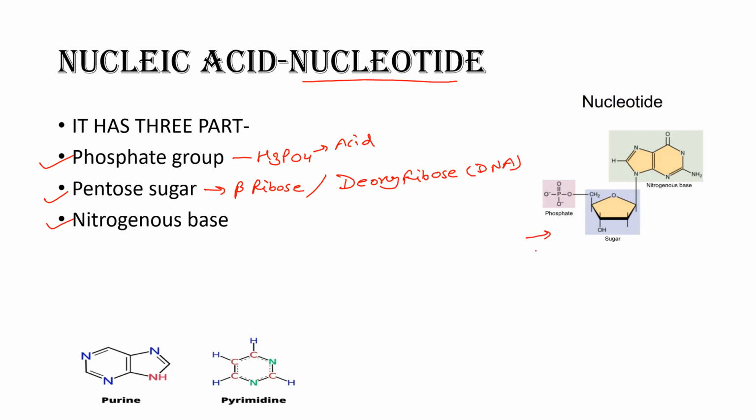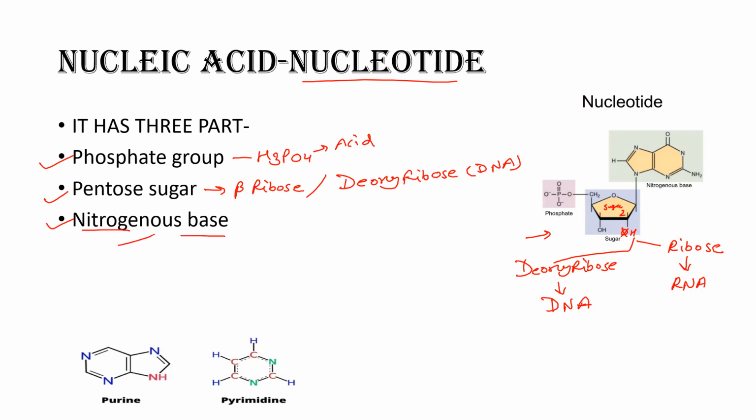See, if you look at this diagram, this is the ribose sugar. At the second carbon of this sugar, if OH is present, that is called ribose sugar. It is found in RNA. But if oxygen is removed, this is called deoxyribose, and it is found in DNA.